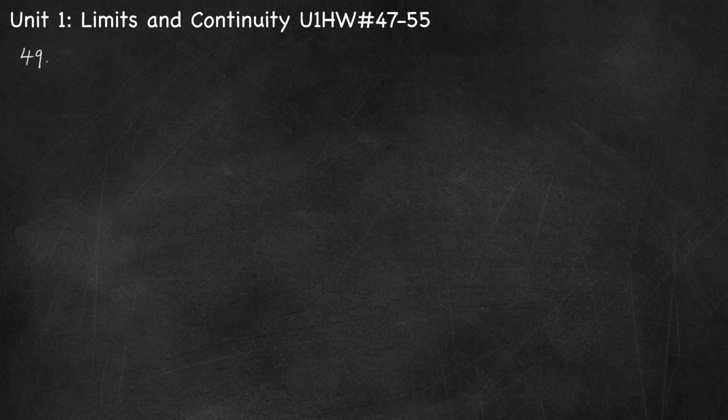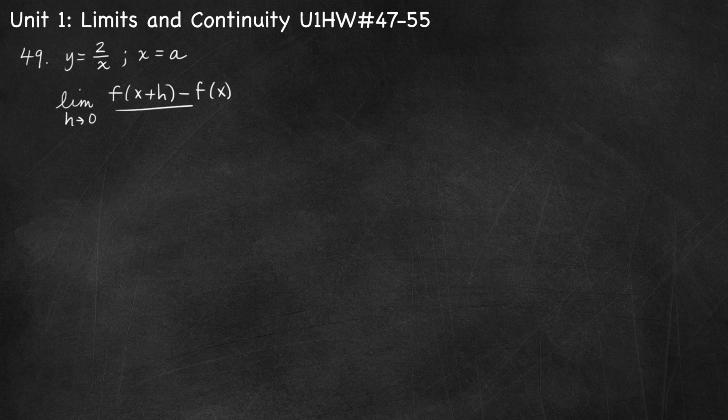Number 49. Use the difference quotient to find the slope of y equals 2 over x at the point x equals a. Okay, we're going to take the limit as h approaches 0 of f of x plus h minus f of x over h. This is going to give us a general equation for the slope of our function.